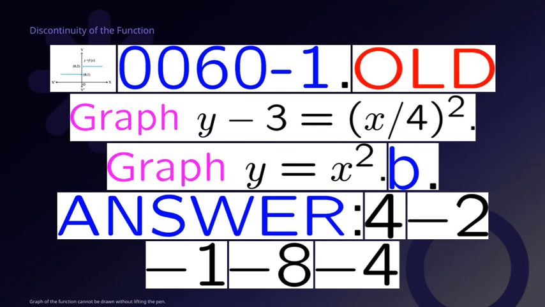Let's take a closer look at this graph. As you can see, it shows a function that cannot be drawn in one continuous stroke without lifting the pen. This illustrates a key idea about discontinuities in functions. When a function has a discontinuity, it means there's a break or a gap in its graph.